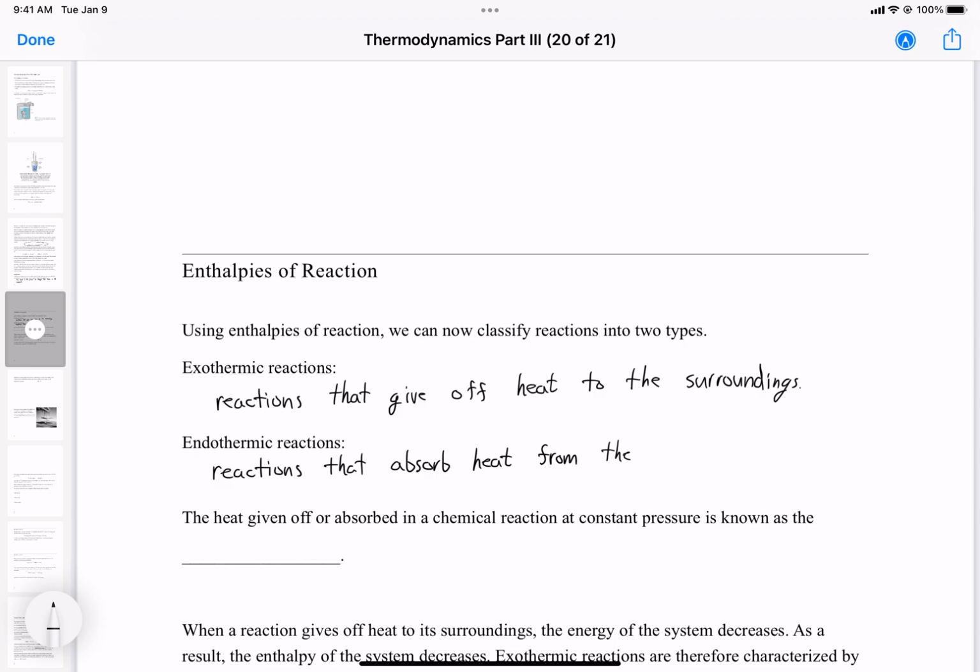So that's why if you ever have a cold pack and you activate it, it usually has ammonium chloride, and when you dissolve ammonium chloride in water, it's an endothermic reaction. So what you feel is actually heat being absorbed from the surroundings and going into the chemical reaction. Have you ever seen a chemical reaction where suddenly things got really cold? That's an endothermic reaction. So heat is absorbed from the surroundings.